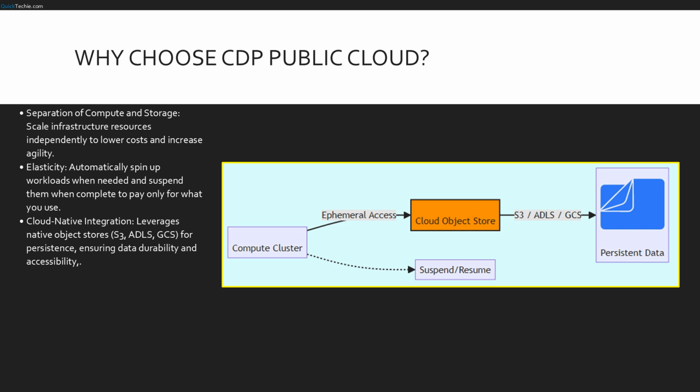Here we visualize the efficiency of the cloud architecture. On the left, we have the compute cluster. This resource is ephemeral. It can be suspended or resumed based on demand, as shown by the dotted action line. It connects to the cloud object store in the center, such as S3 or Atlas. This storage layer is persistent and durable. Even if the compute cluster disappears entirely, your data remains safe and accessible in the object store, ready for the next workload to pick it up.